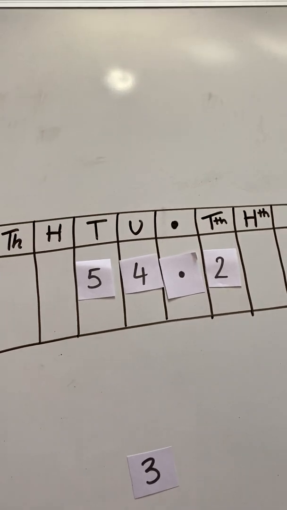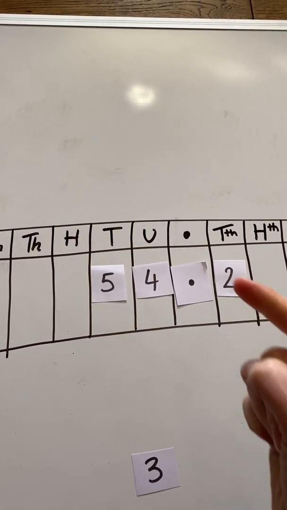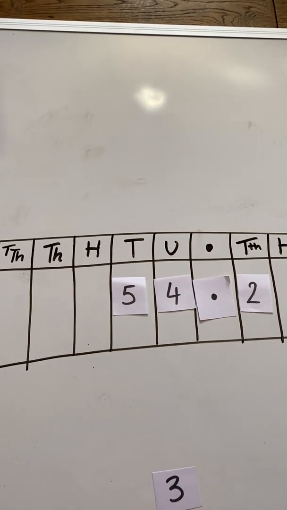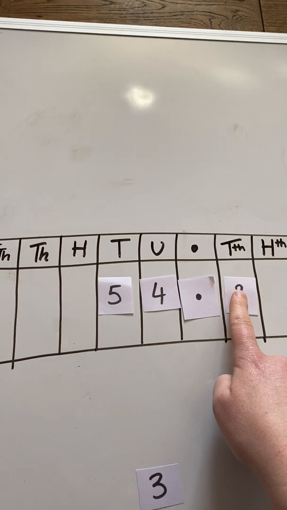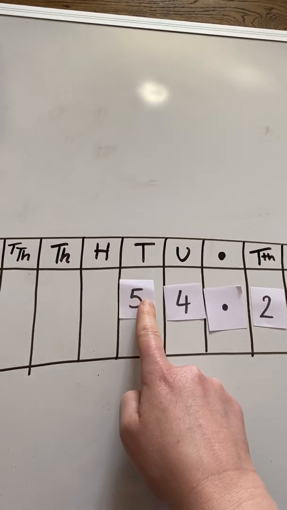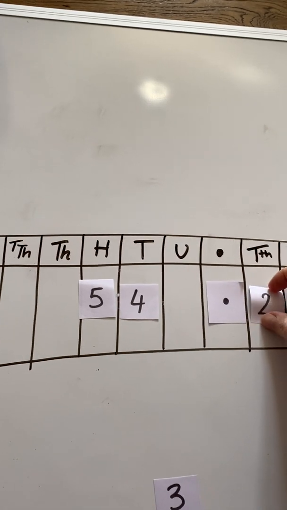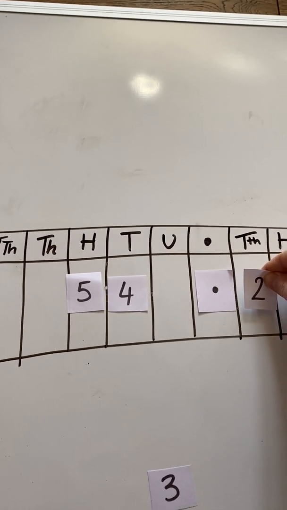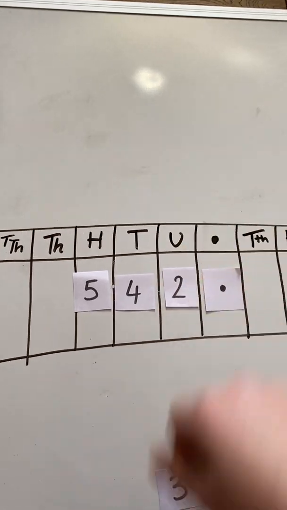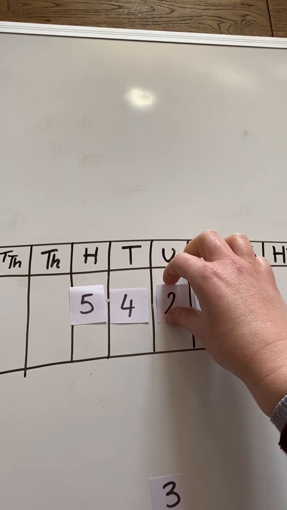So when we're timesing by 10, our numbers get bigger and they jump one place up the place value chart. So if we were to times 54.2 by 10, each of the numbers is going to slide one place to the left. Now remember, the decimal point can't move, so we're just going to jump that one over the top and we'd get 542.